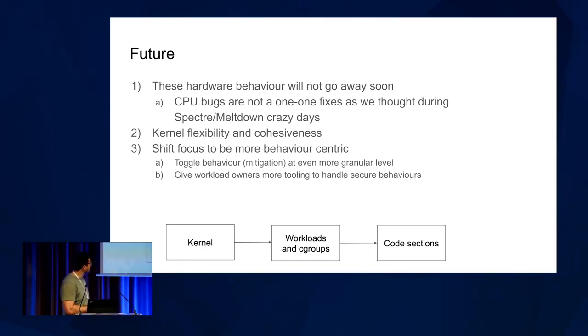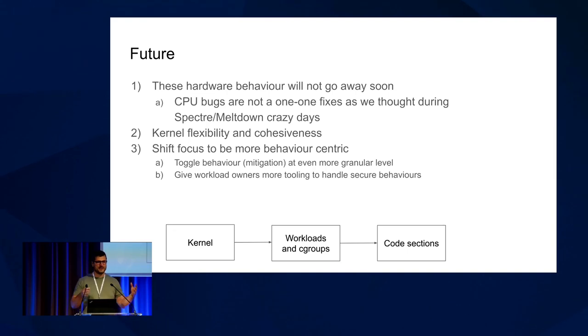So right now, we just deal with the kernel. This kernel has mitigation enabled or disabled. Basically, it doesn't matter what workload you run, every process on that kernel will be mitigated or not, or for some workloads with those patches that I told you about. Eventually, we are going to start talking about workloads and C groups. So this C group would be mitigated or not. But I personally think that where we should go is code sections.